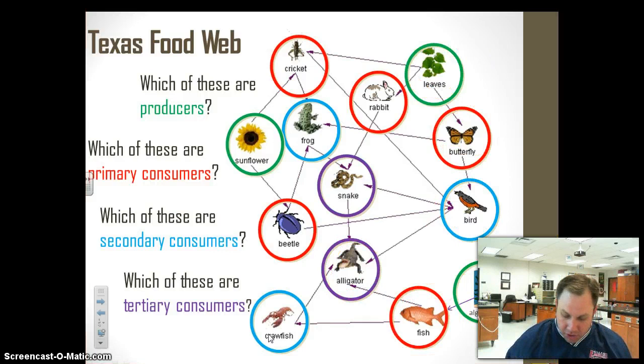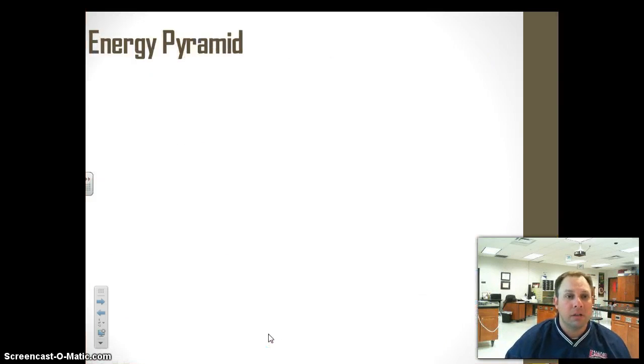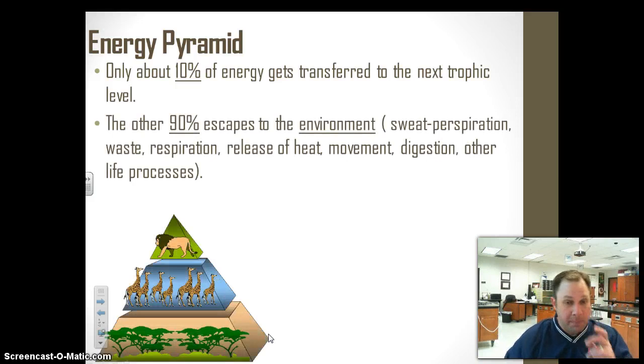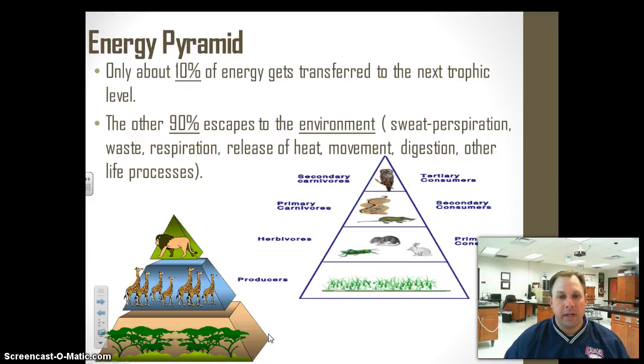All right, very good. So now let's talk a little bit about the energy pyramid. So here is an energy pyramid. I've got two different examples here, and the energy pyramid shows us the different amounts of energy at the different levels: the producer level versus the primary consumer level versus the secondary consumer level versus the tertiary consumer level. It's drawn in the pyramid to symbolize the amount of energy.